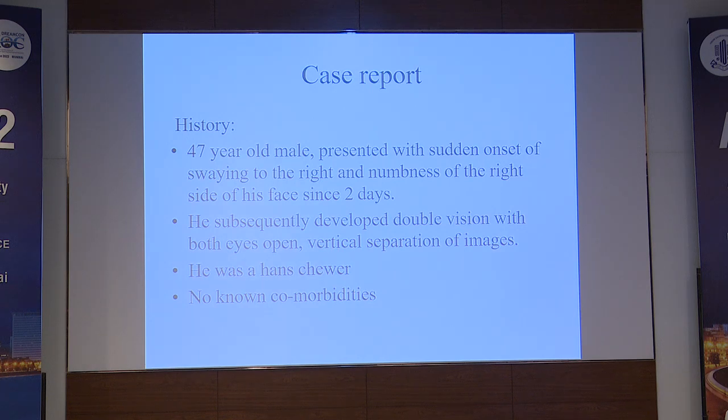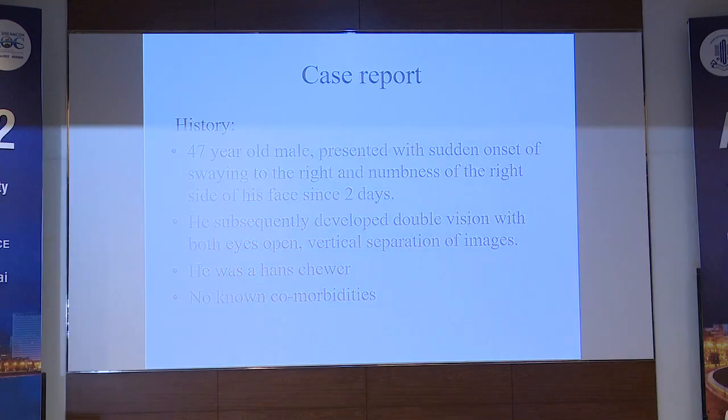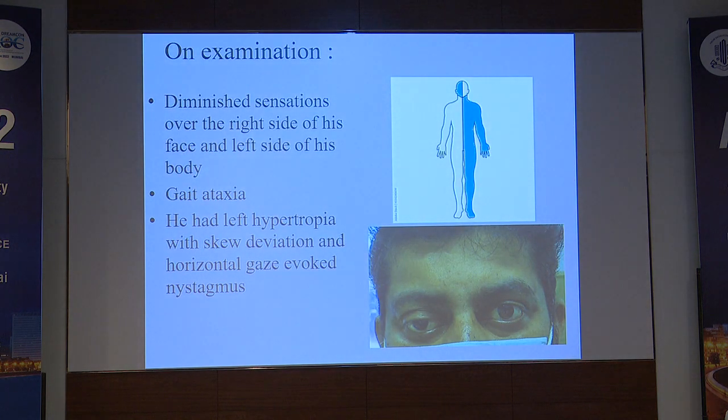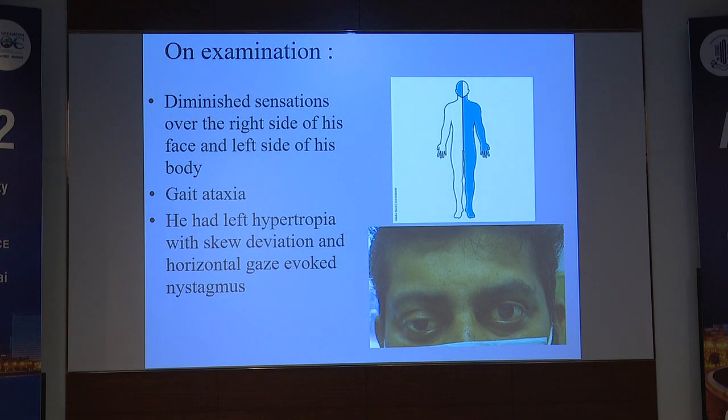Coming to the case report, a 47-year-old male presented to us with sudden onset swaying to the right and numbness of the right side of his face since 2 days. He subsequently developed binocular diplopia with vertical separation of images. He was a hands chewer and had no other known comorbidities. On examination, he had diminished sensations over the right side of his face and left side of his body, gait ataxia, left hypertropia with skew deviation, and horizontal gaze evoked nystagmus.